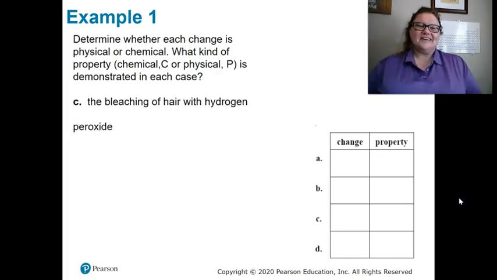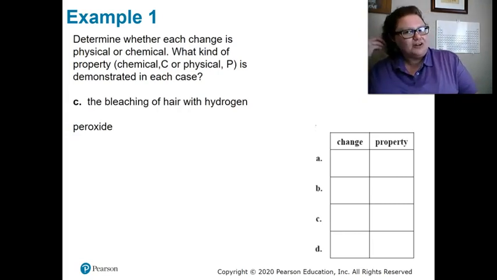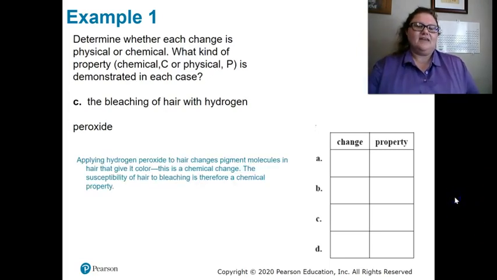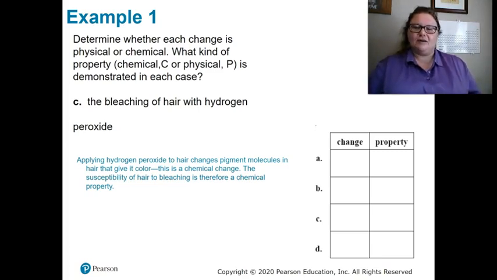For letter C, the bleaching of hair with hydrogen peroxide. So if you're familiar with bleaching hair to either change the color or just lighten it, you're interacting with the molecules that make up your hair color. Okay, the color itself, that is its own molecule. So kind of thinking through that, it's a pigment, so that means it's a color. So that molecule, the hydrogen peroxide is doing something with it because the color disappears. And so this would be a chemical property. The bleaching is a chemical change. CC again.